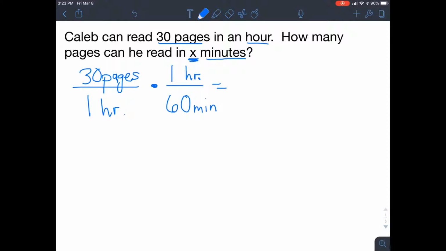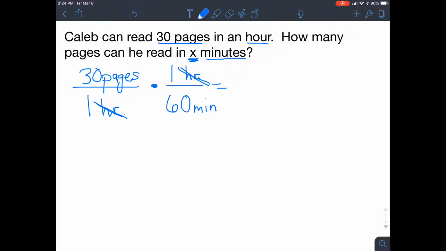And again, I multiply that across 30 pages. Oh, whoops, sorry, I need to cancel first. I cancel my hour here and my hour here. The reason I can do that is because one's on the bottom and one's on the top. If they were both on the bottom or both on the top, I cannot do that. It's just like reducing numbers. You only can do this if one's on the top and one is on the bottom.